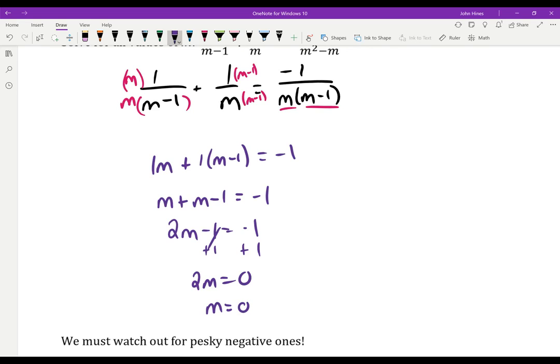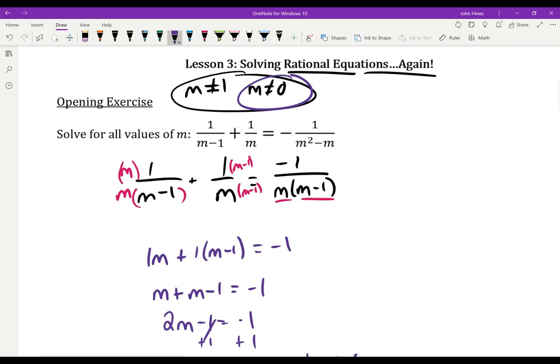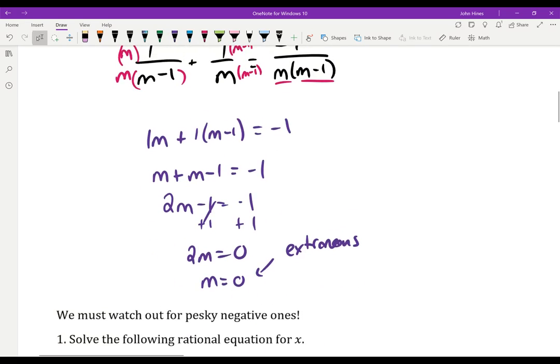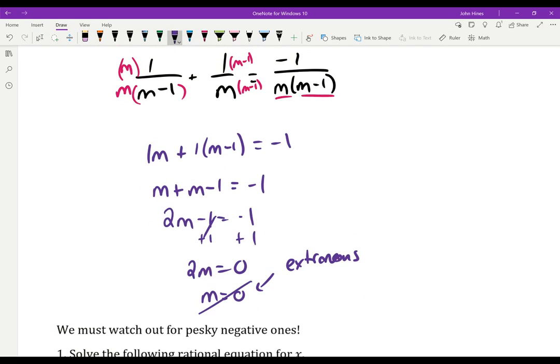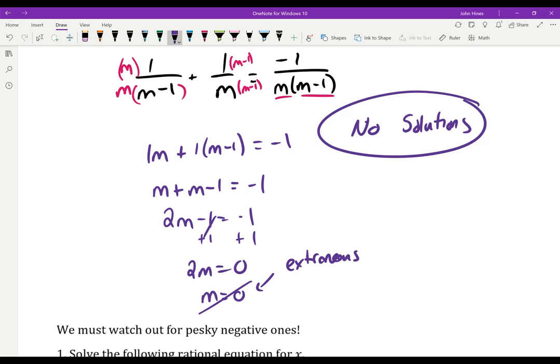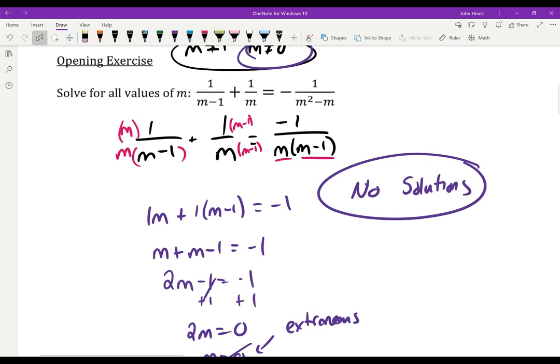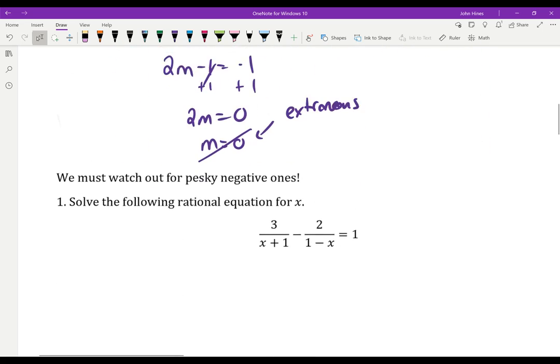But that's an extraneous solution. Why is it extraneous? Because all the way back up here, I said that m cannot equal 0. So this is an extraneous solution and we throw it out, which means we have no solutions to this rational equation. I cannot find any number that makes both sides equal where it's true.